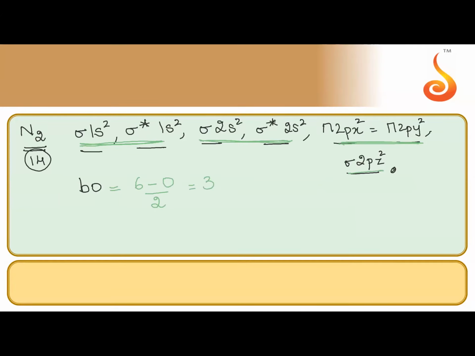I will do it the other way also. Count all of them. So 2, 4, 6, 8, 10. 10 in bonding and 2, 4 in anti-bonding. 10 minus 4, divided by 2, also will give you the same answer. That is, bond order is 3. Clear, children? Is the N2 molecule paramagnetic or diamagnetic?